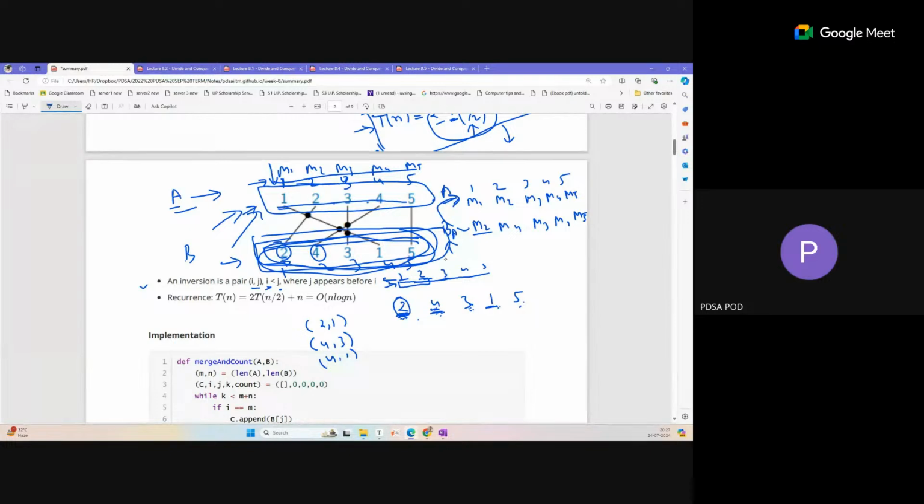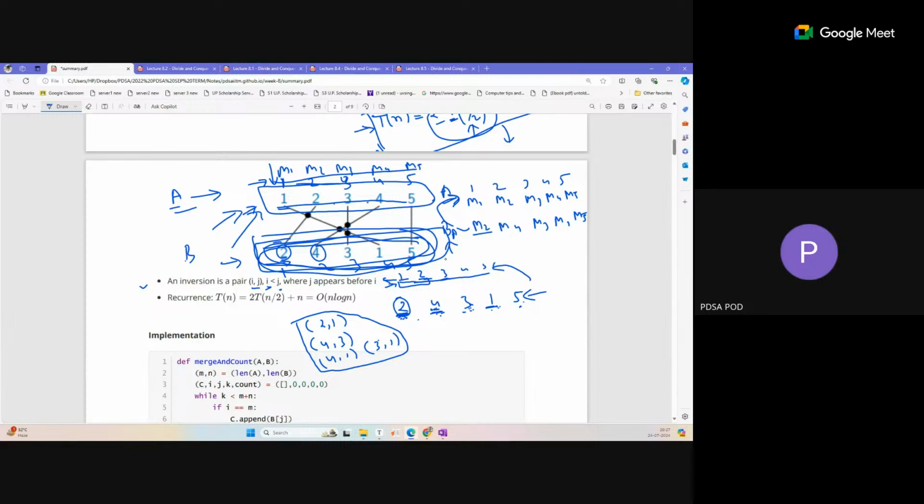Now 3 and 1. This is also not in the correct order, so 3 comma 1 is also an inversion pair. And 3 and 5 is correct, and 1 and 5 is also correct. So now you have found the inversion pairs in this order 2 4 3 1 5 corresponding to the sorted order 1 2 3 4 5.